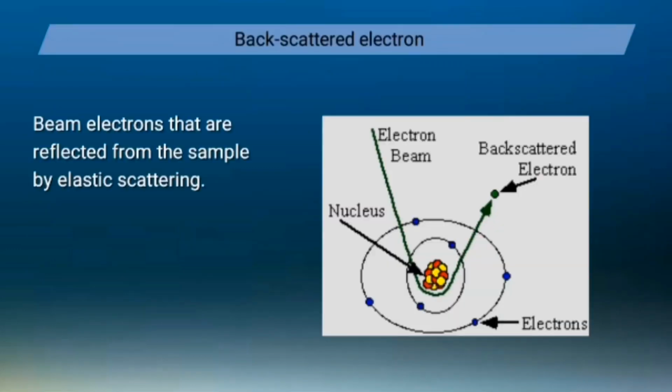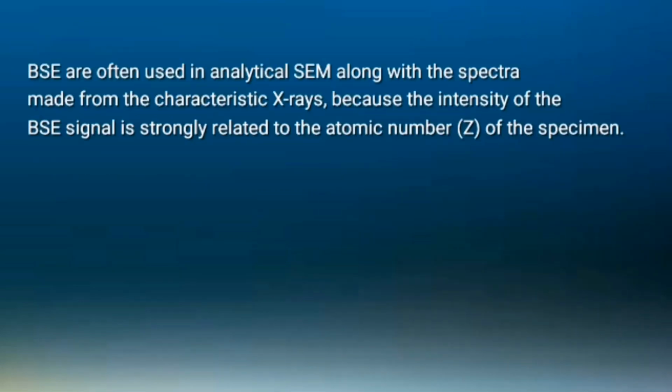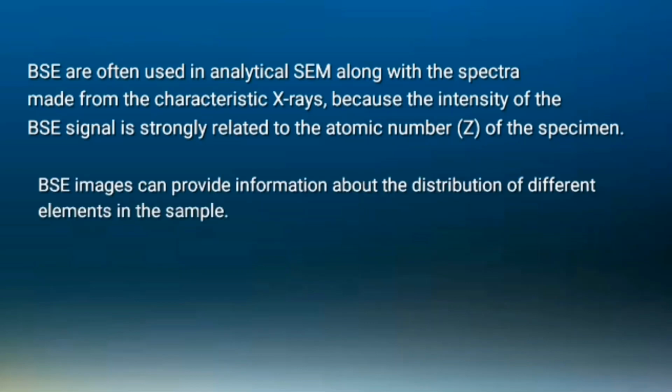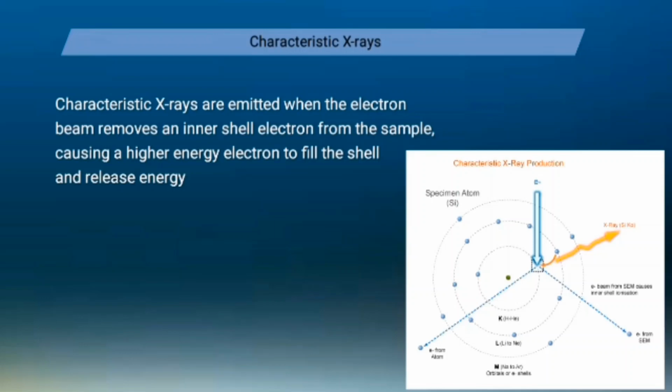Backscattered electrons are beam electrons that are reflected from the sample by elastic scattering. BSE are often used in analytical SEM along with the spectra made from the characteristic X-rays, because the intensity of the BSE signal is strongly related to the atomic number Z of the specimen. BSE images can provide information about the distribution of different elements in the sample. Characteristic X-rays are emitted when the electron beam removes an inner shell electron from the sample, causing a higher energy electron to fill the shell and release energy.